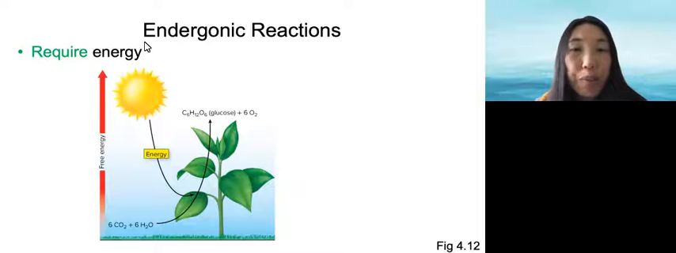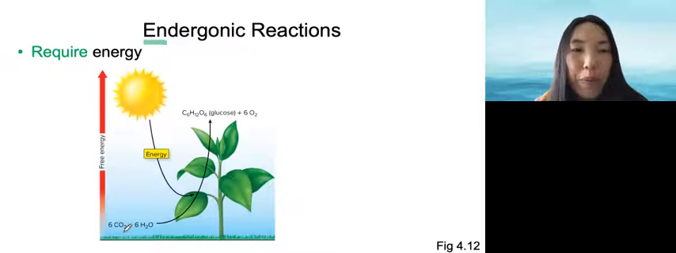Let's look at different types of reactions based on energy transformation. First, we have endergonic reaction. You see the prefix en, and you should think in. This reaction requires that you put energy in to make it happen. It requires energy. For example, photosynthesis.